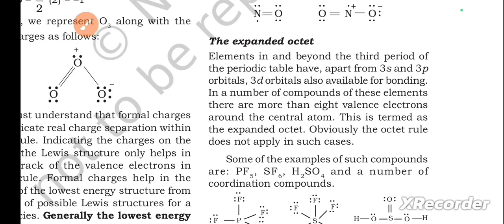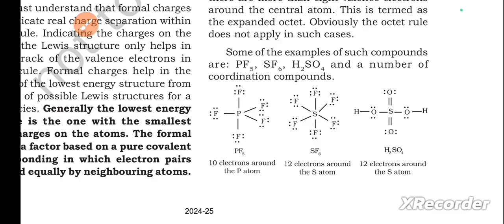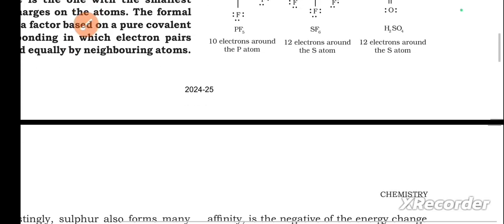Next, the expanded octet. Elements in and beyond the third period of the periodic table have, apart from 3s and 3p orbitals, 3d orbitals also available for bonding. In a number of compounds of these elements, there are more than 8 valency electrons around the central atom. This is termed as the expanded octet. Obviously, the octet rule does not apply in such cases. Some of the examples of such compounds are PF5, SF6, H2SO4 and a number of coordination compounds.